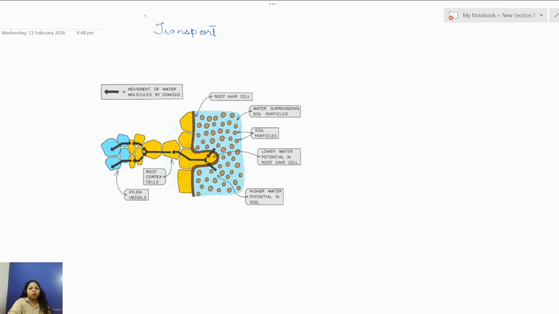Okay, this one diagram is quite important and it is related to uptake of water by roots. How do plants take up water from the soil? What is the name of the process? Simple osmosis. And through which cells from the soil? That would be root hair cells.